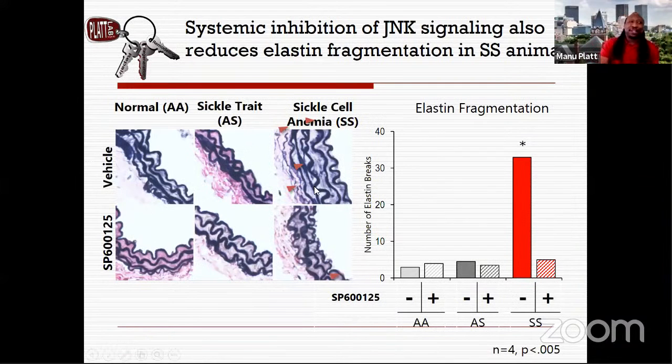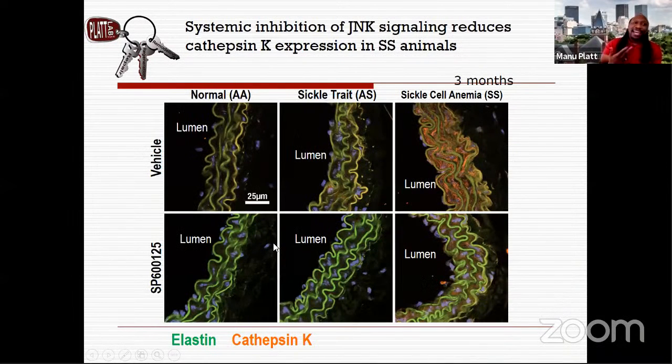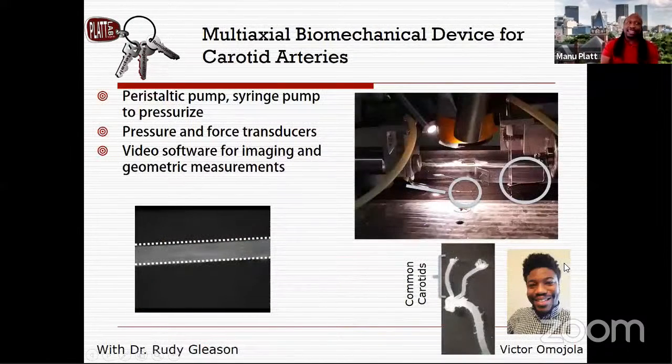And then on closer look, we quantified elastin fragmentation. This is a Verhoeff-Van Gieson stain, and we did this by eye. Again, a significant difference in the SS animals that you could block with 2 months of JNK treatment. Looking at cathepsin K staining again at 3 months, you see it up in the SS mice with vehicle, but in the animals that were treated with JNK inhibitor, you see a significant reduction of cathepsin K expression where you see the protected elastic lamina.